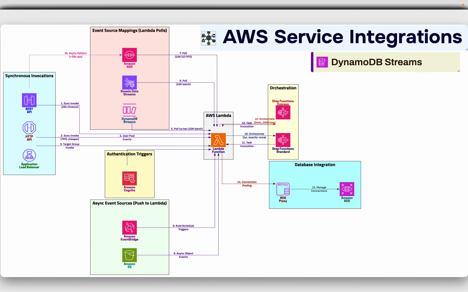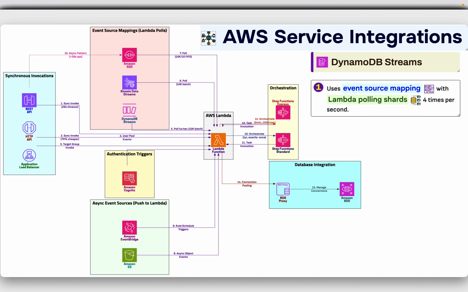Then next one is DynamoDB Streams. DynamoDB Streams uses event source mapping with Lambda polling shards 4 times per second. So this is like a polling-based method. So you can have DynamoDB with Lambda. So this will poll continuously. So in this case, it is continuously polling 4 times every second.